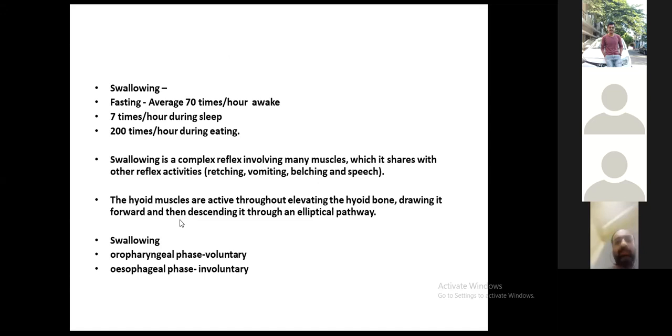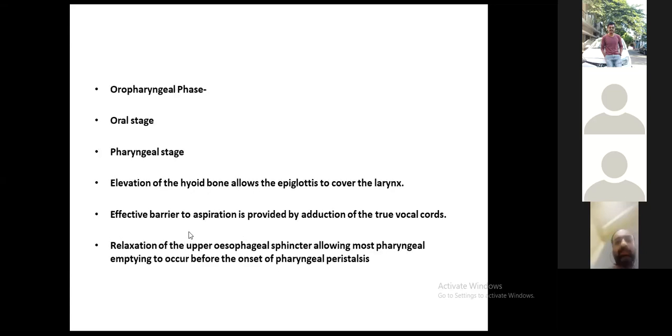The hyoid muscles are active throughout this reflex, elevating the hyoid bone, drawing it forward and then descending it in an elliptical pathway during swallowing, which simply means the complex activity that occurs with each swallow. So swallowing can be divided into two phases: the oropharyngeal phase, which is a voluntary phase, and the esophageal phase, which is an involuntary phase.